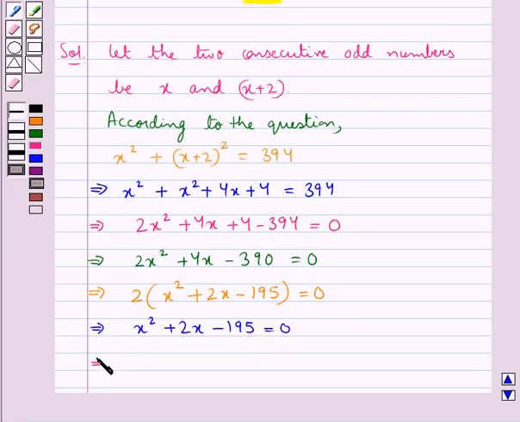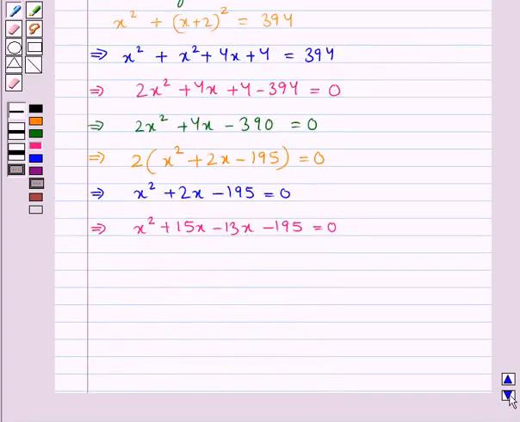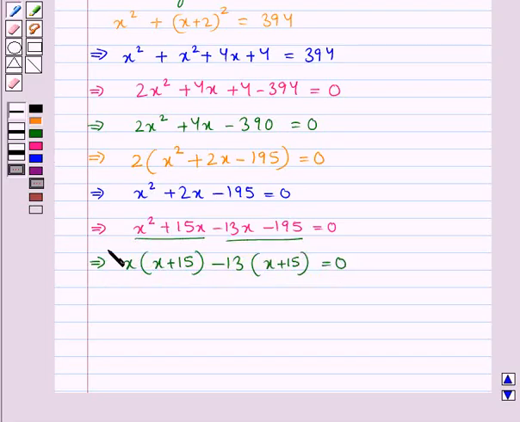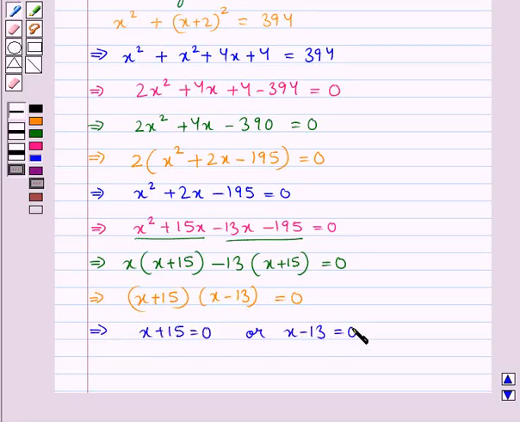Now splitting the middle term, we get x square plus 15x minus 13x minus 195 is equal to 0. This gives us x into (x plus 15) minus 13 into (x plus 15) is equal to 0. That is, (x plus 15) multiplied by (x minus 13) is equal to 0. This gives us x plus 15 equal to 0, or x minus 13 equal to 0. That is, x is equal to minus 15, or x is equal to 13.